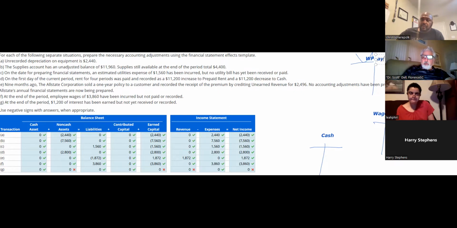So what did we do? At the end of the year, we put 3860 as a payable, and then we put 3860 as wage expense. Did any cash change hands? No. It's an adjusting entry. We don't do any cash.